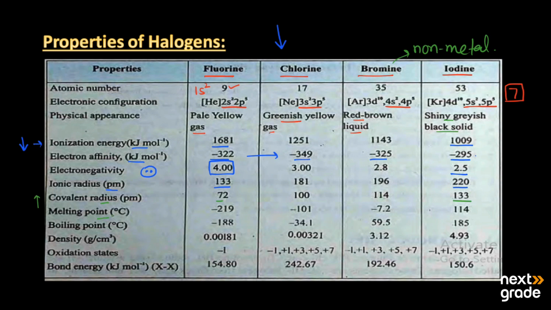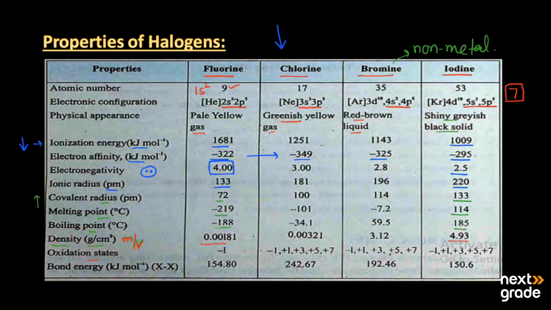The melting point is in degrees Celsius. For fluorine it is minus 219, and for iodine it is 114. It increases down the group. The boiling point is minus 188 for fluorine, and the last one is 185. It also increases down the group. The density is the mass to volume ratio, given in grams per cubic centimeter, and it also increases down the group.